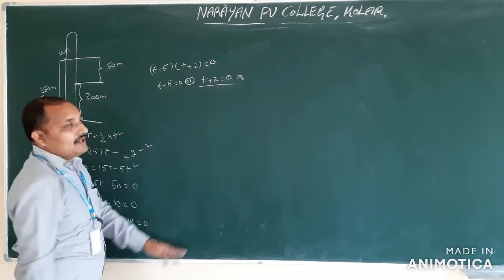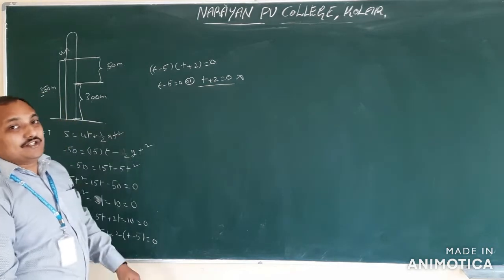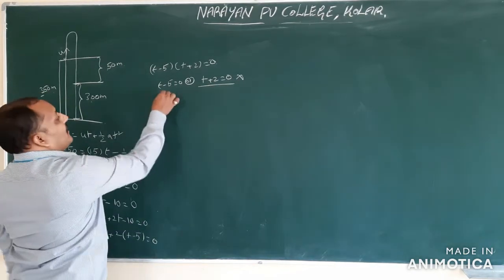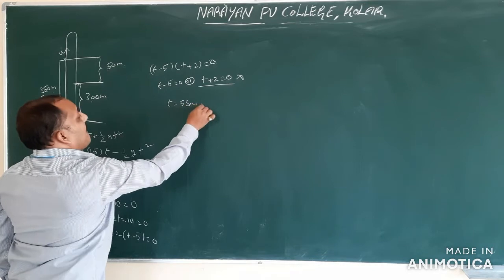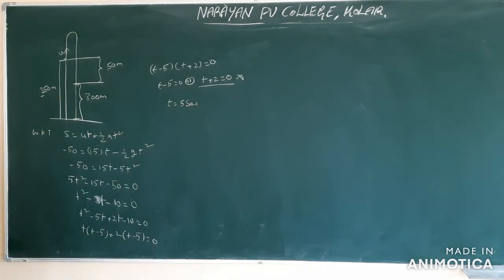This one we won't take because t is going to become minus 2. Time we won't say in negatives. Therefore, t is equal to 5 seconds. So after 5 seconds, it will be at 50 meters height. From the 300 meters height above the ground.